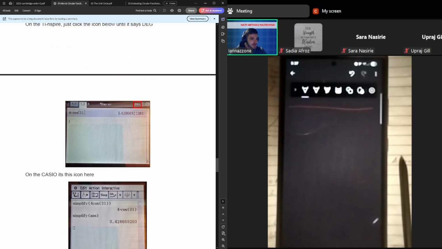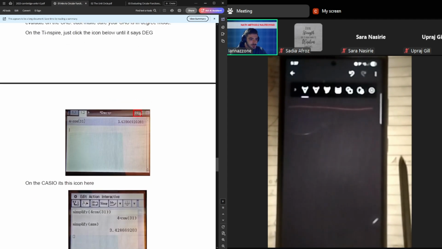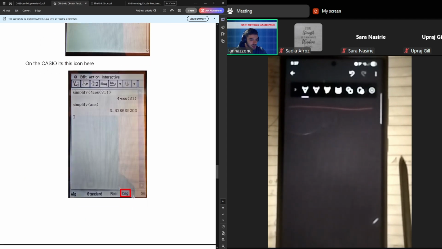On the CAS, on the TI Inspire rather, you just want to click this button until it says degree, if you're working with degrees, or radians if you're working with radians. And on the Casio, it's down here.